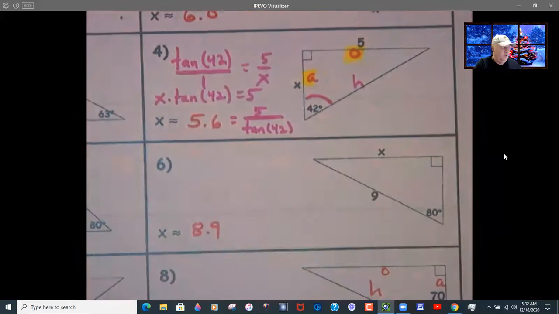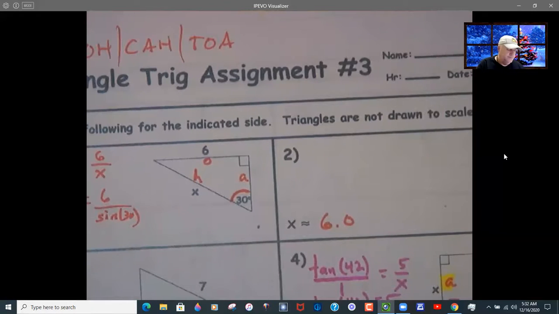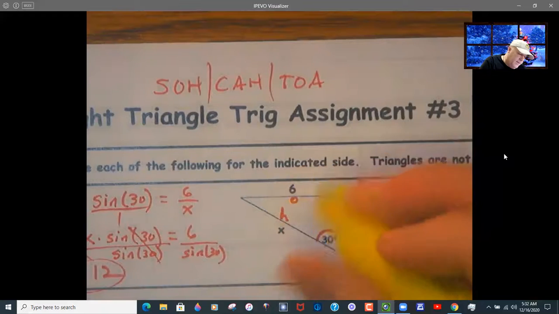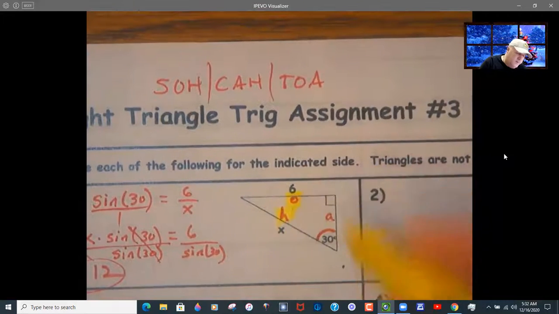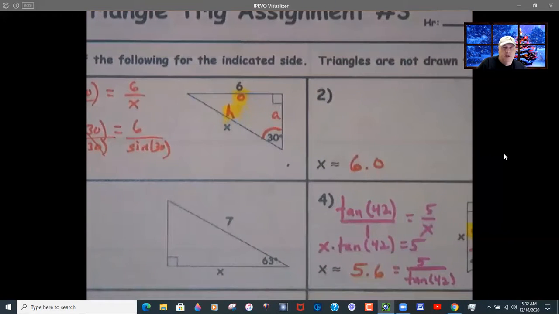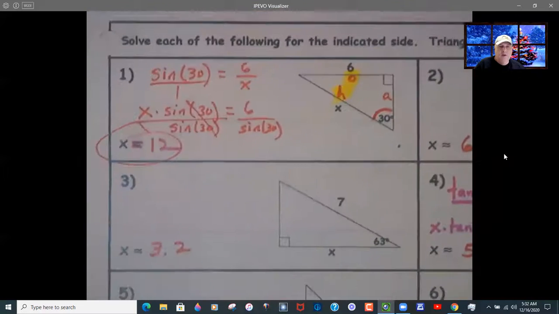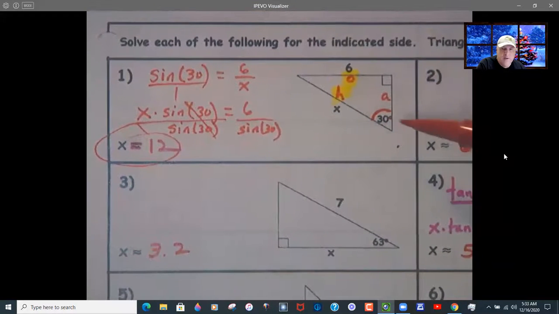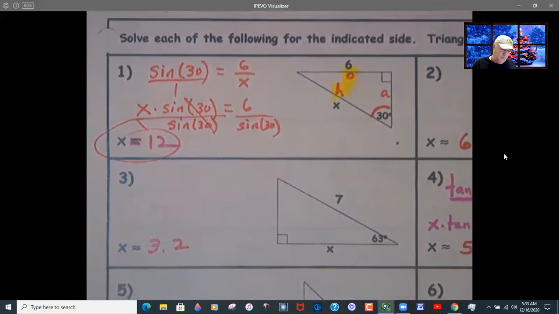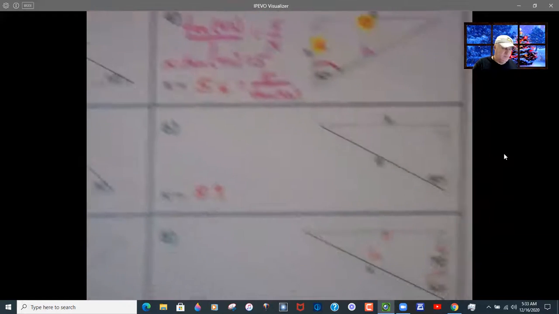Notice back here in the sine one that I had pre-done, the opposite and the hypotenuse had the 6 and the x. But to know what 2 sides have the labels, you have to put the A, the O, and the H in there based on the angle that you pick. Now you can pick the 30 or the 60 over here, but you can't pick the 90. Illegal. It's got to be one of the acute angles that you pick. All right, one more of these, and we'll move forward.